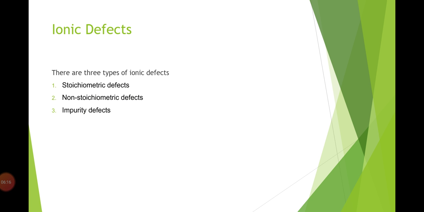Now the second one is the ionic defects. There are three types of ionic defects. The first one is the stoichiometric defects, the second one is the non-stoichiometric defects, and the third one is the impurity defects.